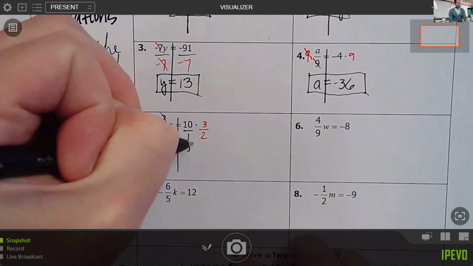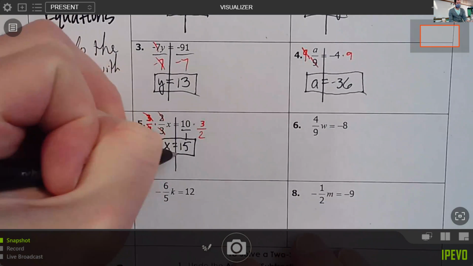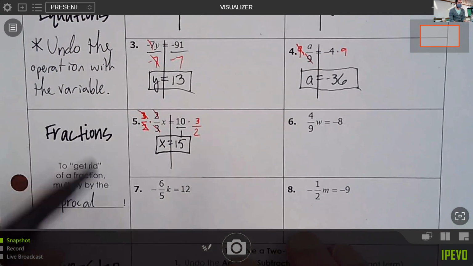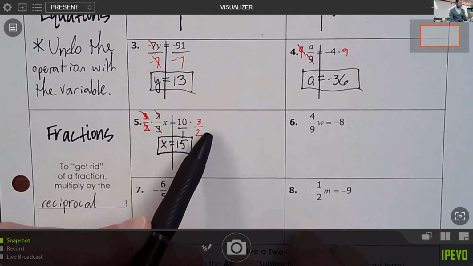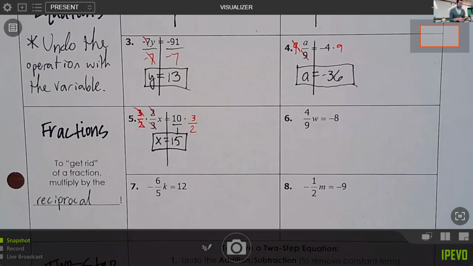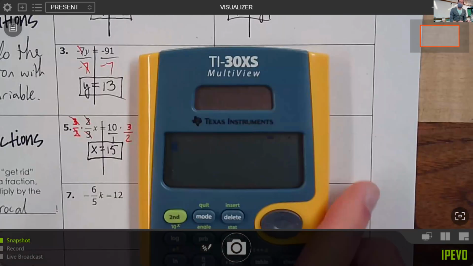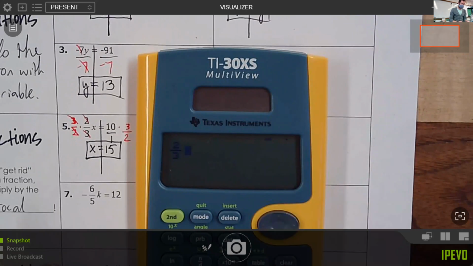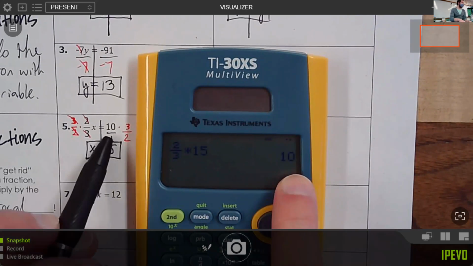So x equals 15. So with multiplication of fractions, you multiply straight across and then divide. X equals 15. So 2/3 times 15. Let's find out. So I'm going to open up a fraction. I'm going to say 2/3 times 15. And there's the answer, 10. That's exactly what we were going for.